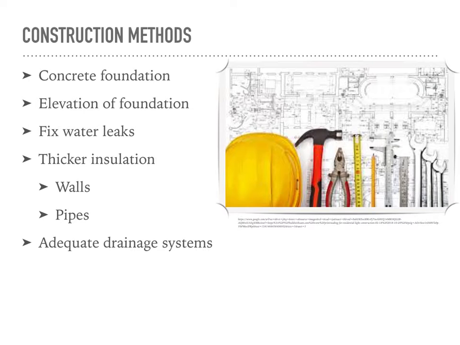And also if you have thicker insulation in the walls, then you're less likely to have mold growing between the interior and exterior layers of your home. And also, try to provide adequate drainage systems so that water does not pool in any area either around the home, under the home, or next to the home.